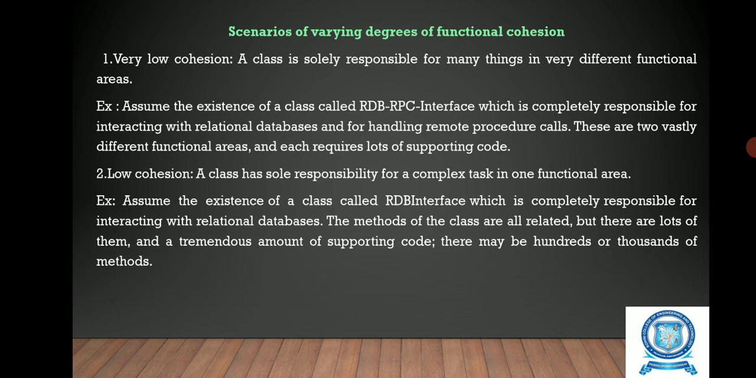Low cohesion: a class that is solely responsible for a complex task in one functional area. Example: assume the existence of a class called RDB interface, which is completely responsible for interacting with relational databases. The methods of the class are all related, but there are lots of them and a tremendous amount of supporting code. There may be hundreds or thousands of methods.